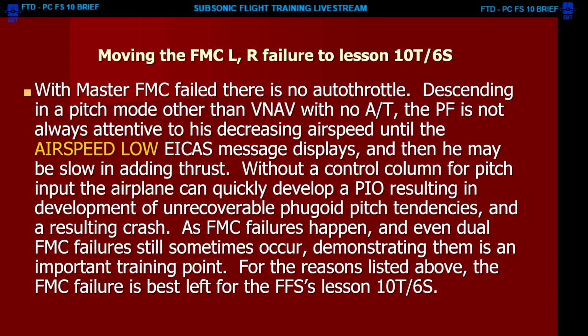So it says demonstrating them is an important training point. For this reason, listed above, the FMC failure is best left for FFS lesson 10, 10T, and/or 6S. If it's a short course, it's 6 periods. If it's a longer course, it's 10 periods. So all this is saying that it was moved from lesson 6 to lesson 10, I believe. And that's why, because they wanted you to do this in the full flight and not in the FTD.